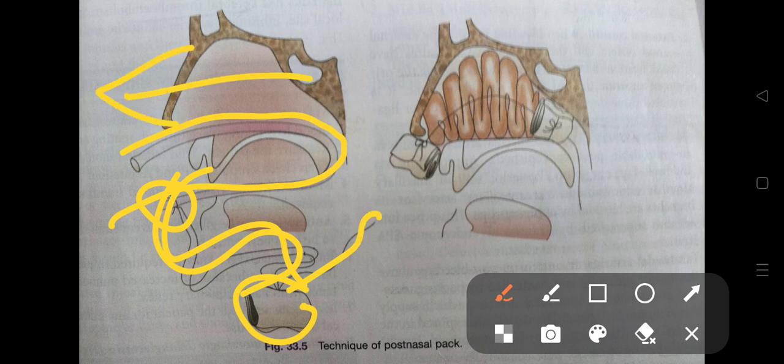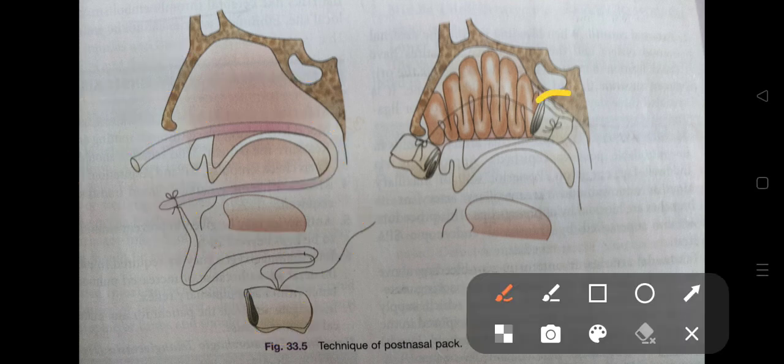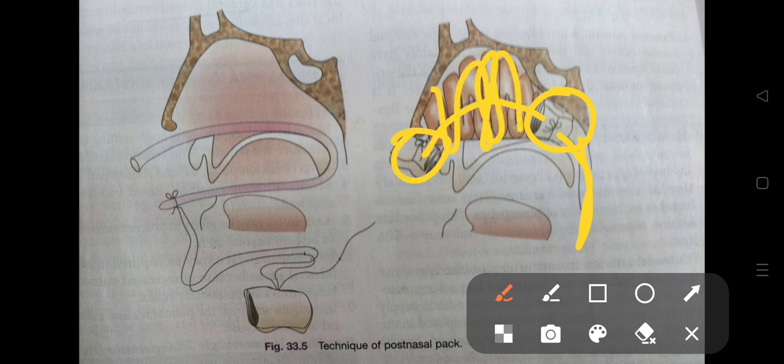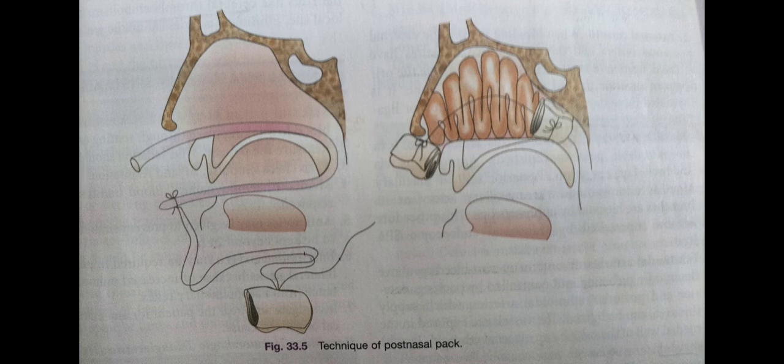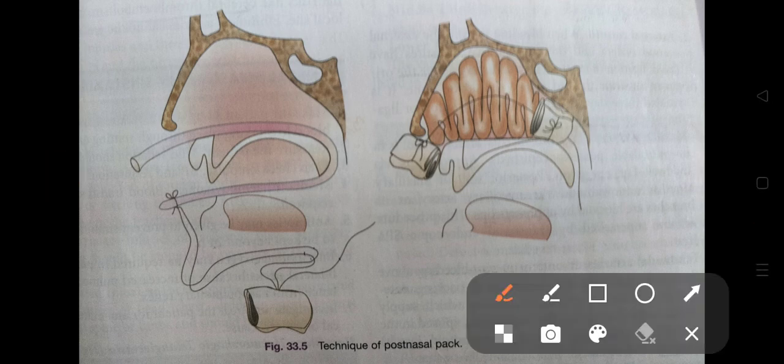So that this gauze comes and sits here, and one of the threads is cut and allowed to hang in the oropharynx. The other 2 are tied outside here. This vertical anterior nasal packing is continued. I hope you understand. While removing, first they will cut here and remove this.